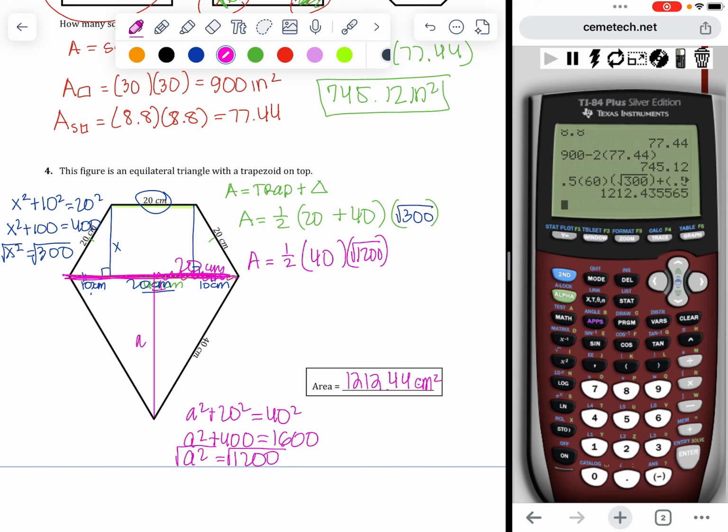So I'm going to do 1/2. 20 plus 40 is 60. And then the square root of 300. So that is 519.62. And then 1/2 of 40 times the square root of 1200. And that is 692.82. So if I add this plus this, I get 1212.44. Okay, and there's your answer.